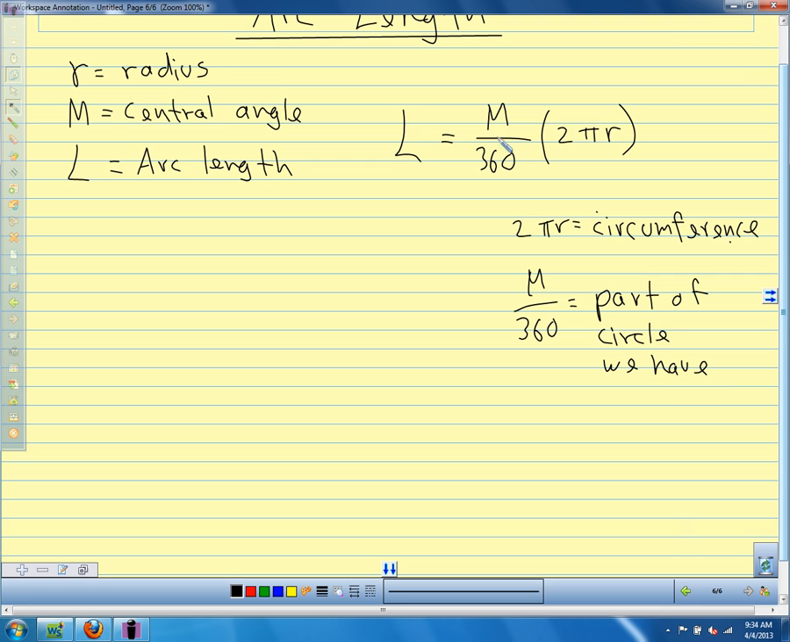So we're multiplying the part of the circle that we have by the distance all the way around, and that tells us the length of the arc that we're talking about. So 2 pi r is the distance all the way around. This is what part we're talking about. So we multiply what part we're talking about by the whole length, and that tells us the arc length of the arc that we're talking about. So it's really not that complicated a formula. We're just dividing up the circumference based on how big of an angle we're talking about with our circle.